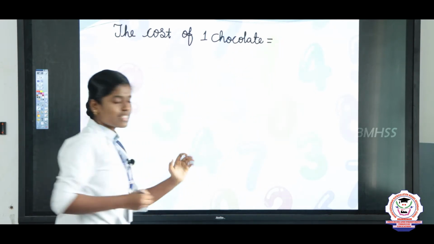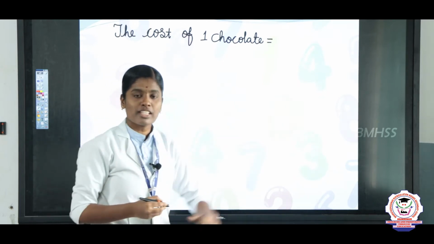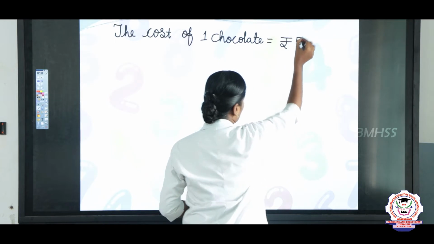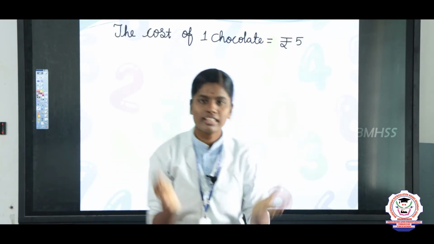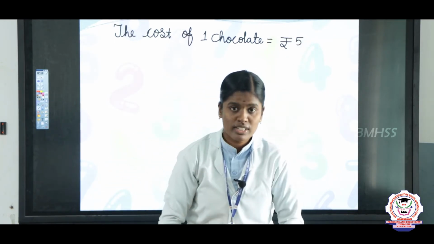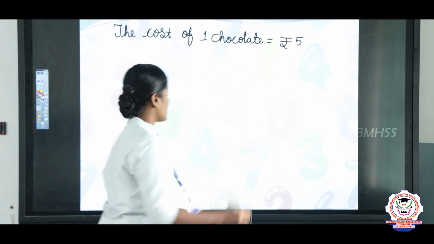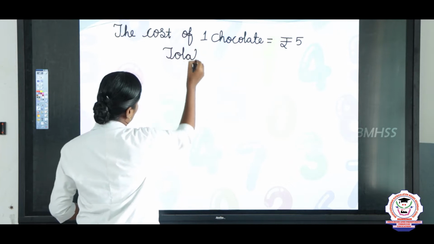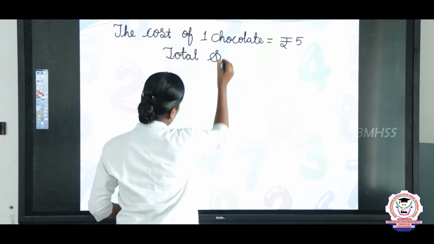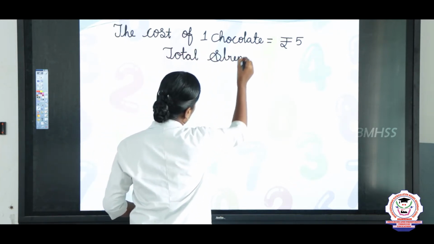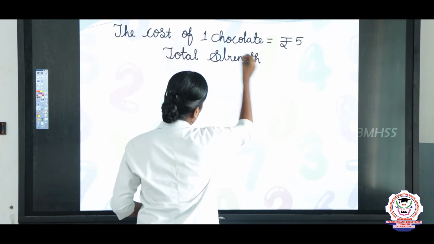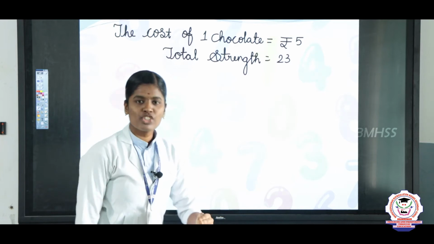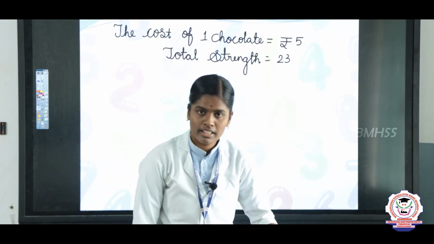So the cost of one chocolate is 5 rupees. How much? 5 rupees. And totally the class strength is 23. How many students are there? 23 students are there. So total strength equals 23. Now tell me Roshan, what is the cost of 2 chocolates?